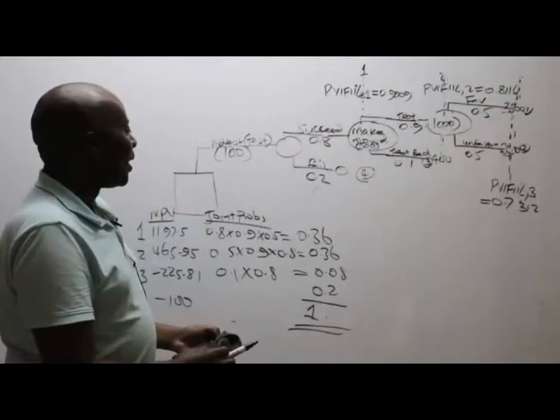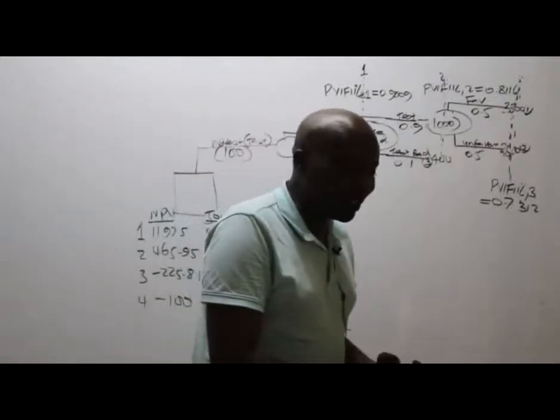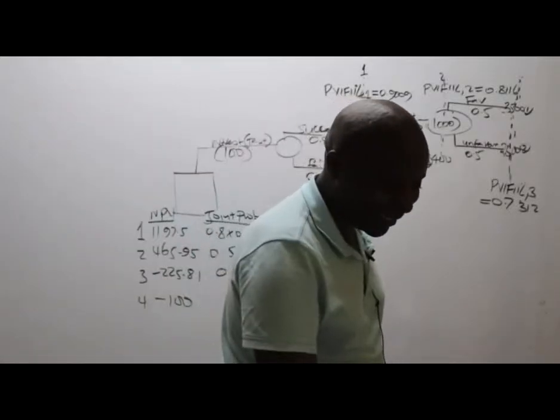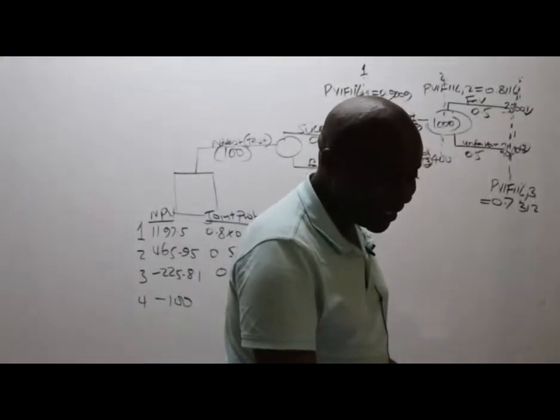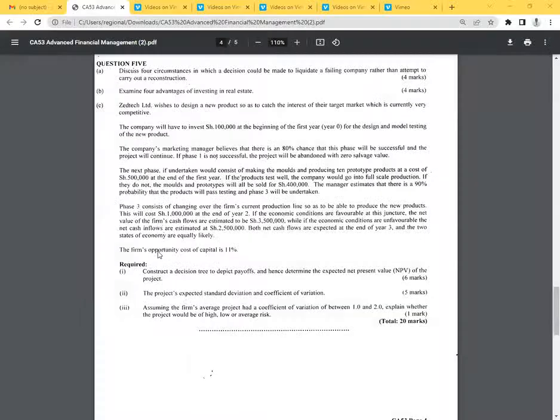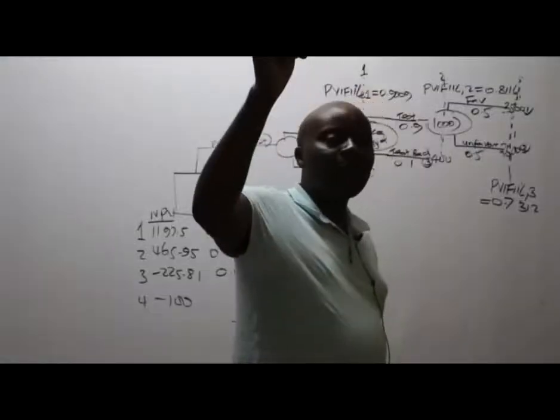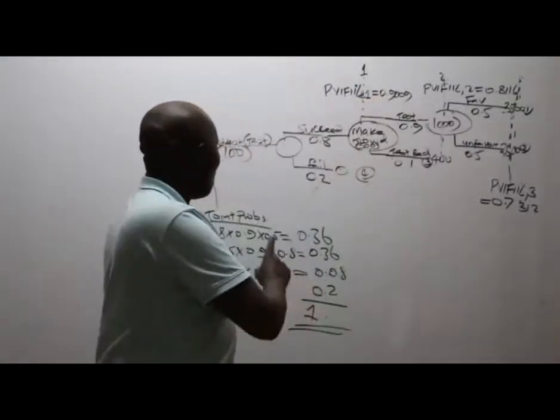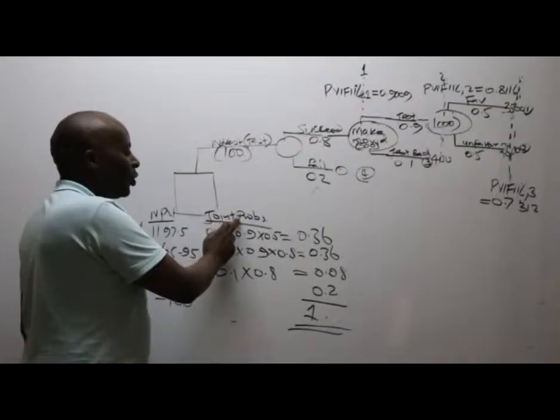Ladies and gentlemen, please look at the question. They wanted us to construct a decision tree to depict the payoffs that we have done and hence determine the expected net present value of the project. So now you have the NPVs and you have the joint probabilities.